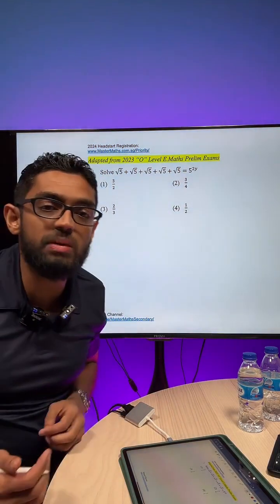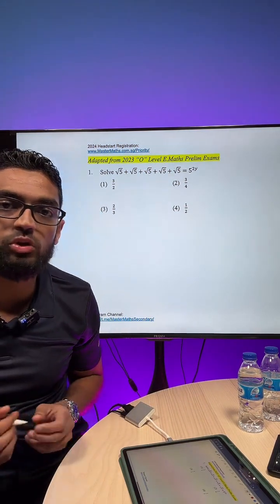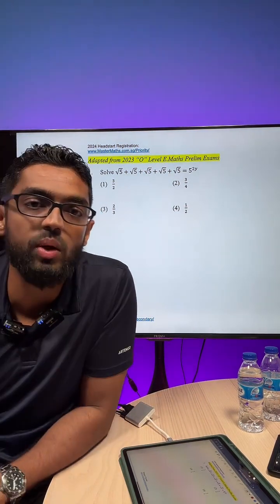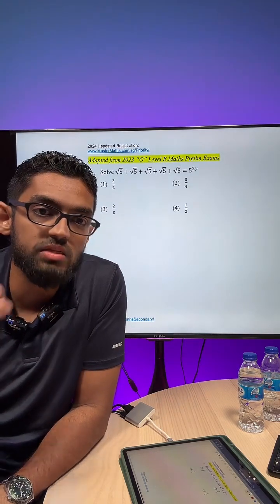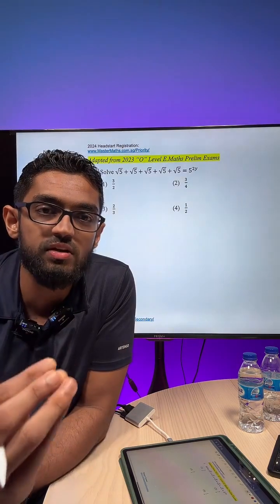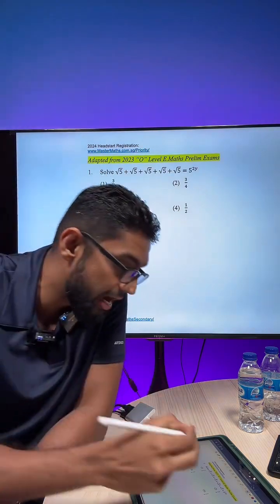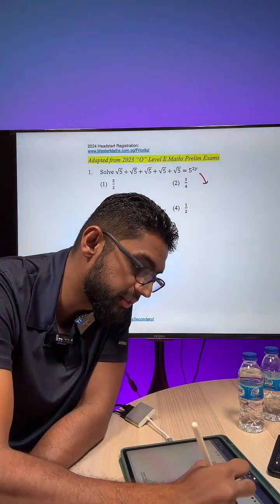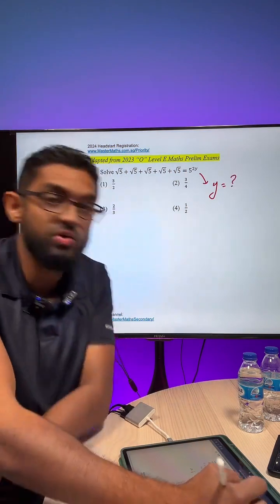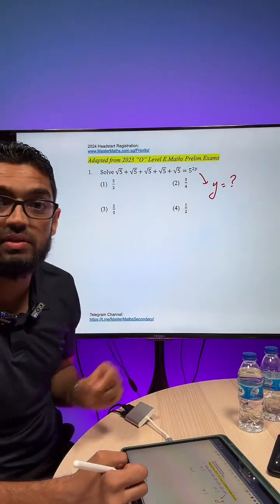Friends, what's your answer for this? Some of you say option 2 is the answer for this particular question. This is an O-level math revision. How do we solve this? Meaning, how do we find the value of y? Y is an unknown, the question mark for us.